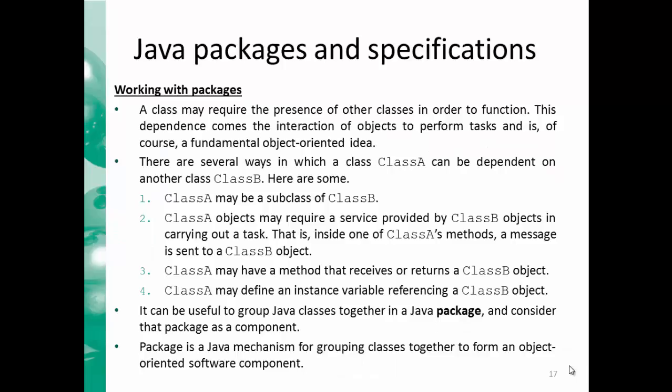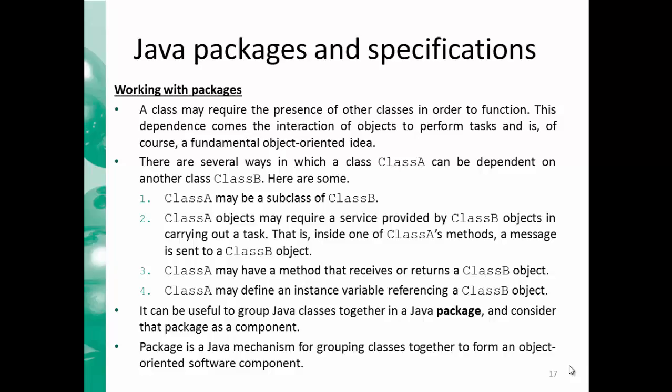Now let's look at some of the component aspects and component features that you can find in Java. Basically, the main component in Java is the package, and the package is a kind of mechanism that Java will use to group its classes to form an object-oriented software component.